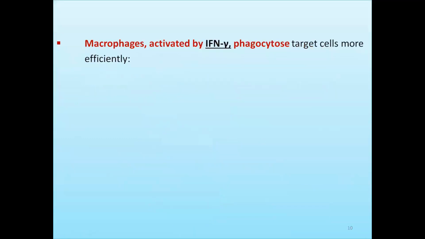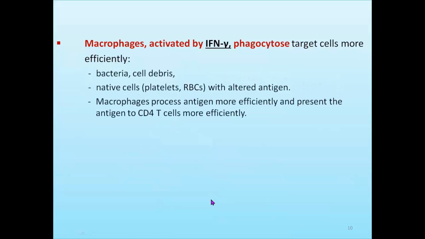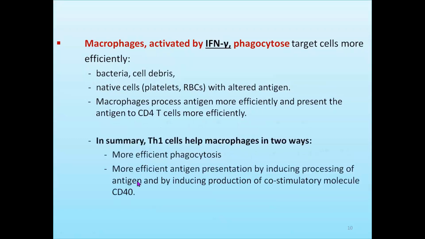Activated macrophages phagocytose target cells more efficiently. The target cells can be bacteria, cell debris, platelets, and red blood cells. Macrophages process antigen more efficiently and present the antigen to CD4 positive T cells more efficiently after activation. So in summary, Th1 cells help macrophages in their function in two ways. Number one, they help in more efficient phagocytosis by macrophages.